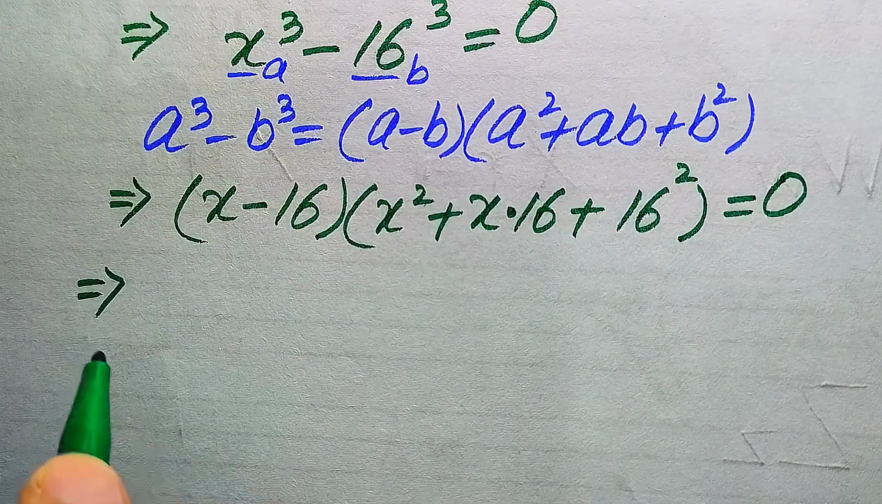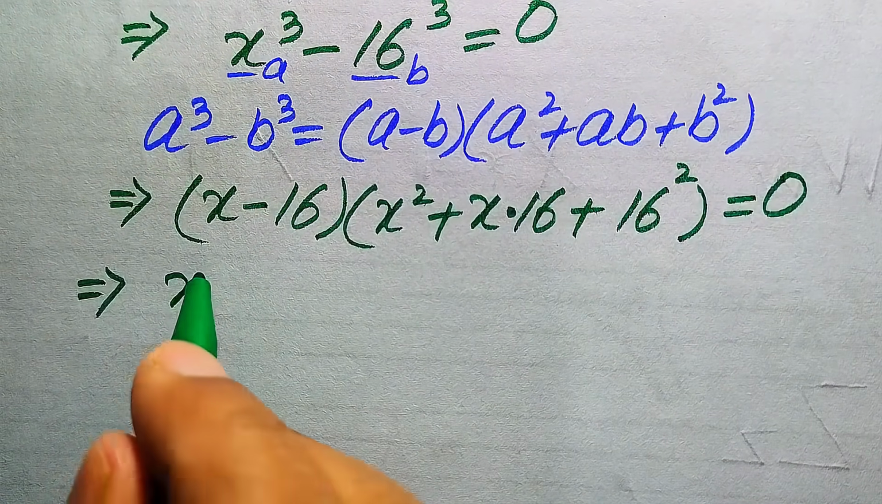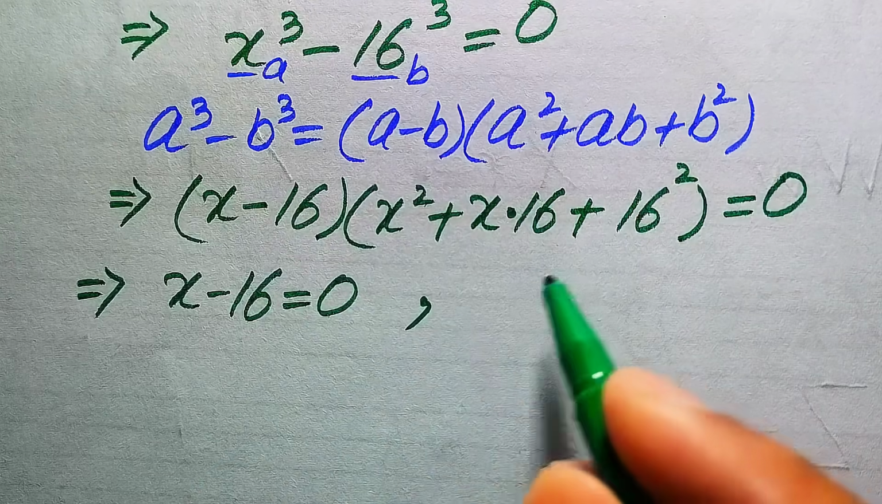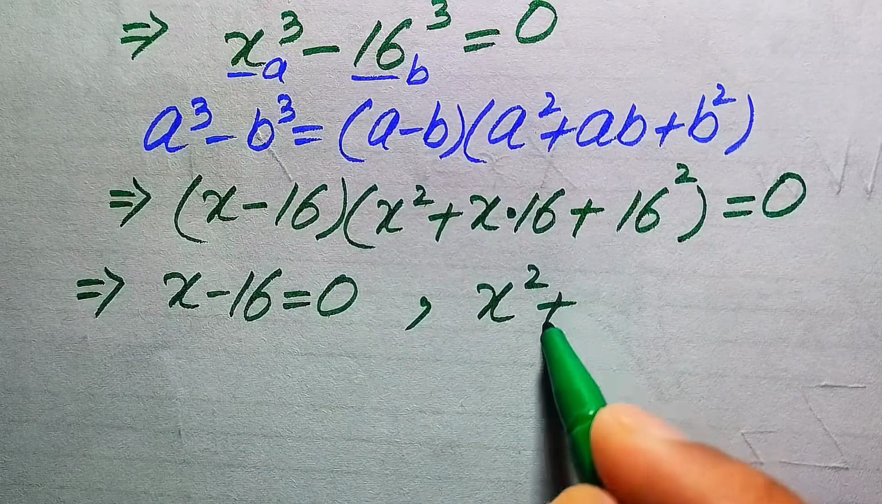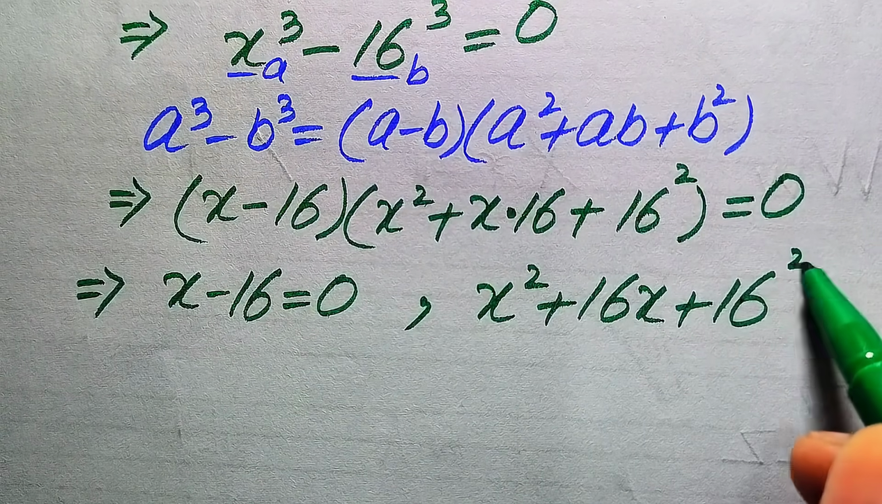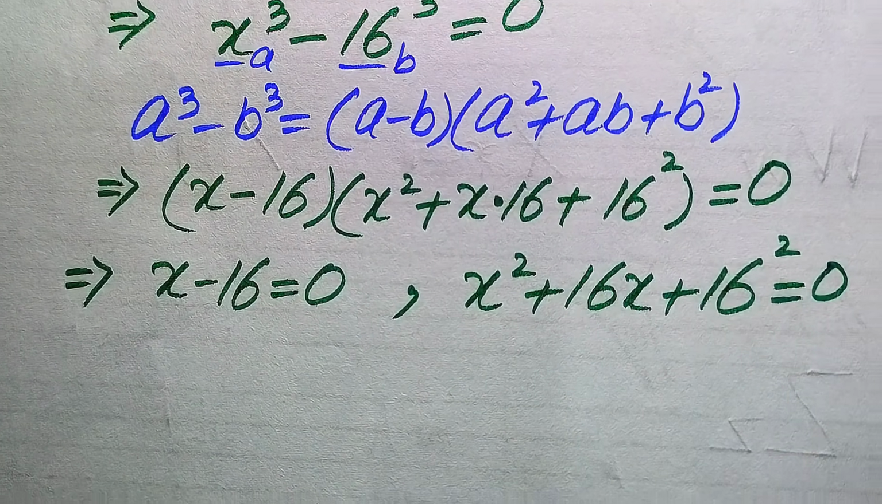And in the next step we need to divide this equation into two cases. The first case is we write x minus 16 equals 0, and the second case is we write x squared plus 16x plus 16 squared equals 0.